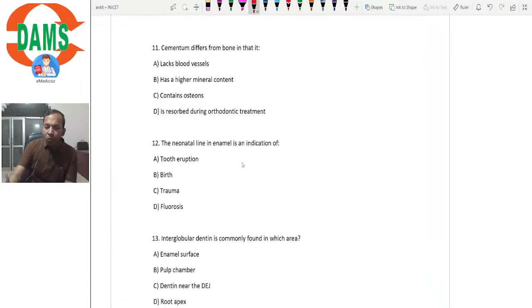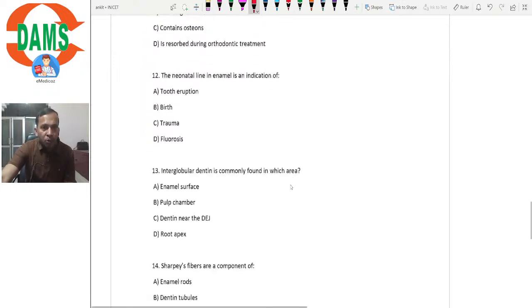Cementum differs from bone in that it lacks blood vessels. Yes, bones have blood vessels, but cementum does not. Has a higher mineral content. No, cementum does not have a higher mineral content. Contains osteons. Osteons is a feature of bones. So again, this is false. Is resolved during orthodontic treatment. So cementum is not resolved during orthodontic treatment unless you have applied too much force, isn't it? So the basic difference would be it lacks blood vessels, and it is not as easy to resolve as bone.